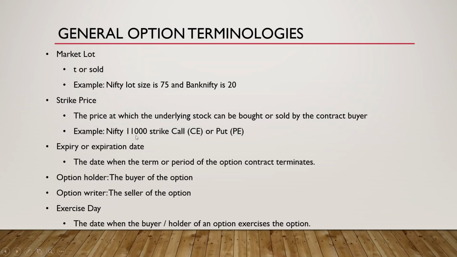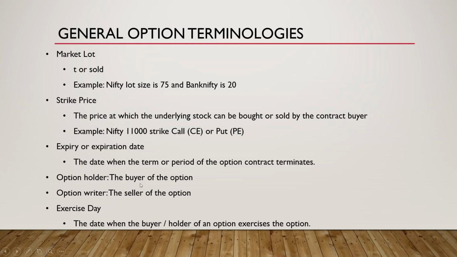Example, Nifty is at 11,000 strike. So I will show you the option chart so that you can understand better. First, let's cover the general terminologies, and then expiry or expiration date. So there are dates for every contract. Now we have weekly contracts in Bank Nifty and Nifty. Earlier they used to be monthly contracts, but in stocks we still have monthly contracts.